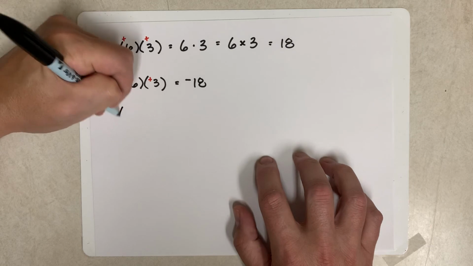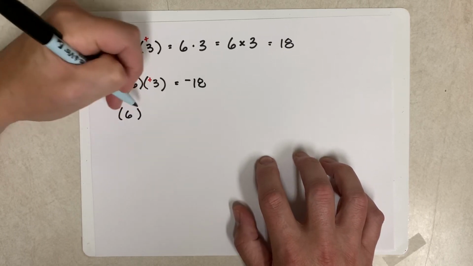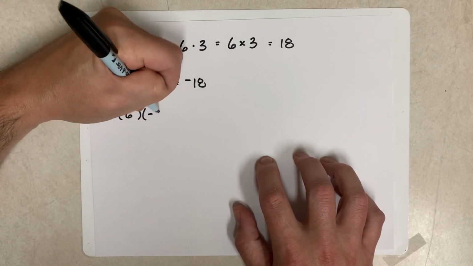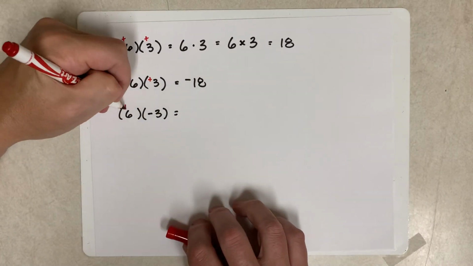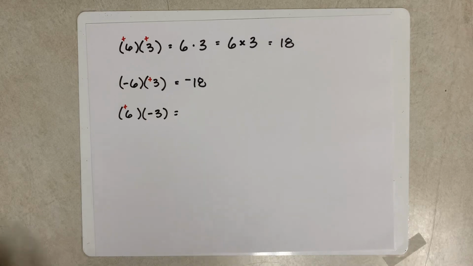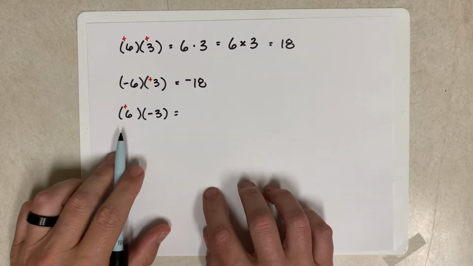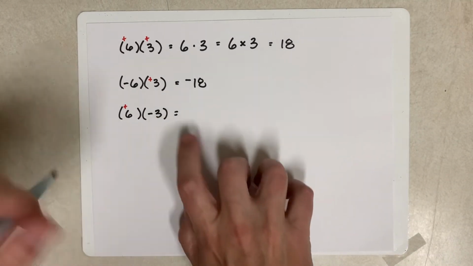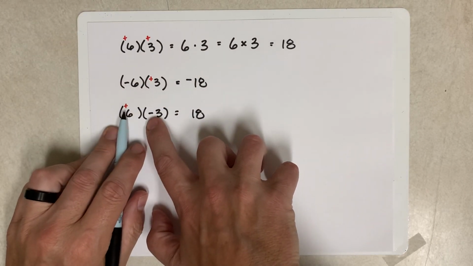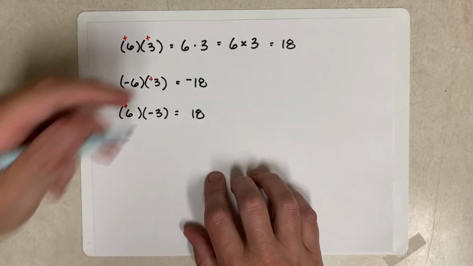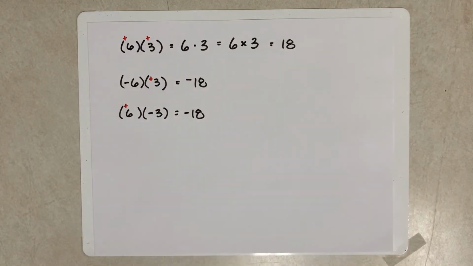So let's switch that around. Let's do now 6 times negative 3. Okay, so this time I'm making the 6 positive and the 3 negative. Does that really matter? Not really, because 6 times 3 is still 18. You still have a positive and a negative together, right? Side by side. And so the negative is going to win, and it's going to give you a negative 18 again.